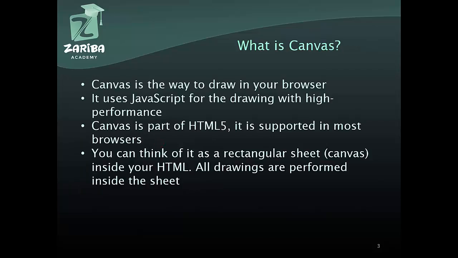So what is canvas? Canvas is the way to draw in your browser. It uses JavaScript for the drawing with relatively high performance, so it doesn't really give you that much load in terms of RAM, graphics card, processor, and so on. It works really well and is quite efficient. Canvas is part of HTML5 and it's supported by most browsers. So if you have a really old browser on Windows 98 or XP, then it's probably not going to work. You can think of it as a rectangular sheet, like a canvas. That's where it comes from.